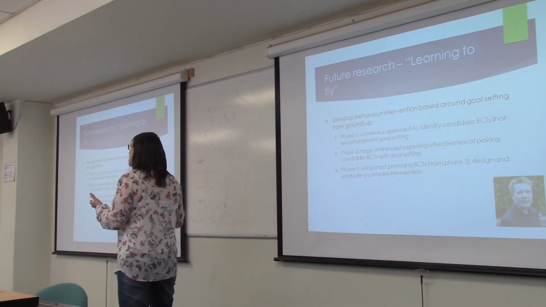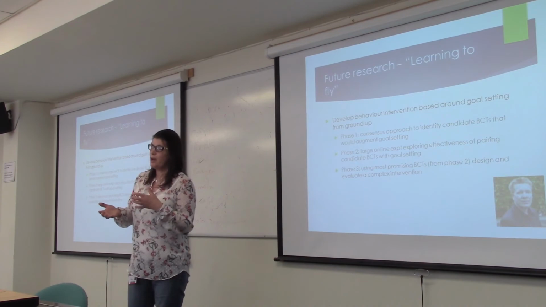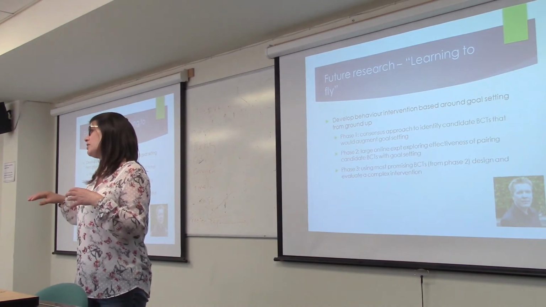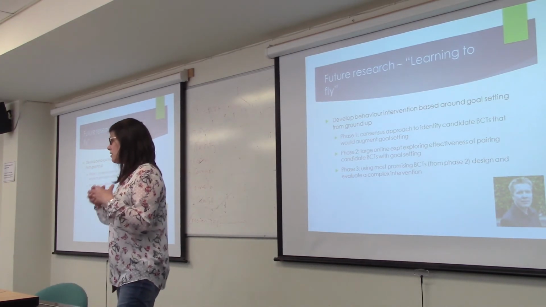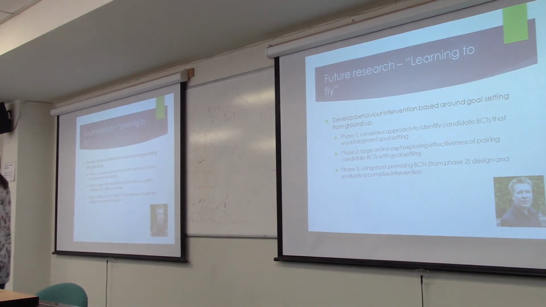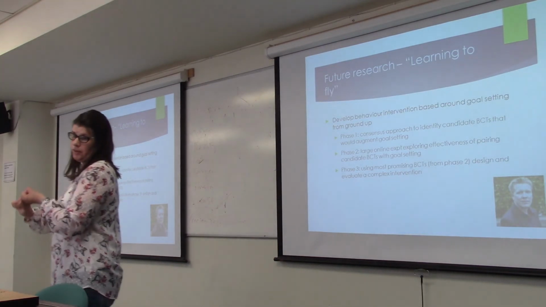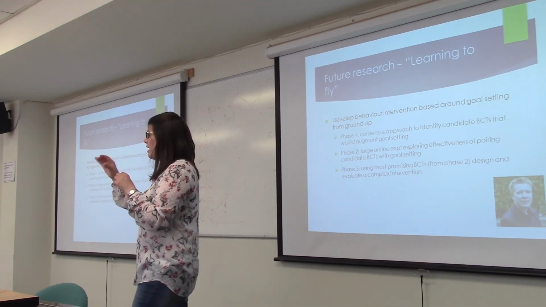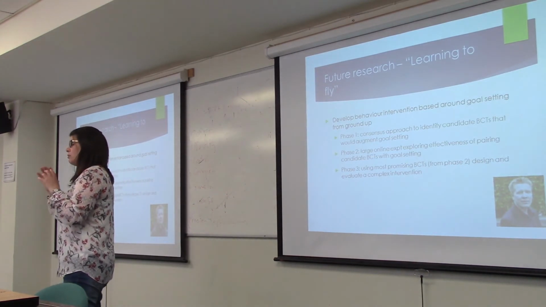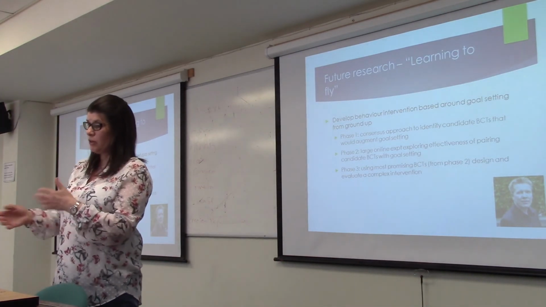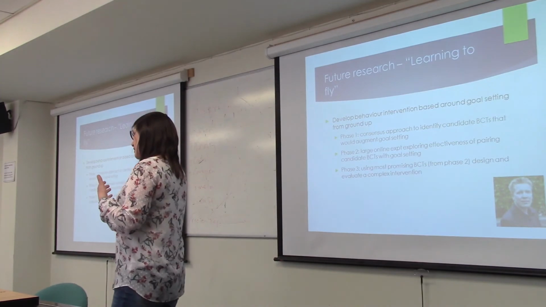So the first phase is a consensus approach where we get behaviour change experts together and we get them to identify candidate behaviour change techniques that we think would augment goal setting. Now, this isn't simple, because a couple of the ones that we thought would work with goal setting turn out not to be that good. Then we want to take these different behaviour change techniques, pair them up with goal setting, and do a large online study testing out these different pairs against a control group and seeing which ones are most effective.